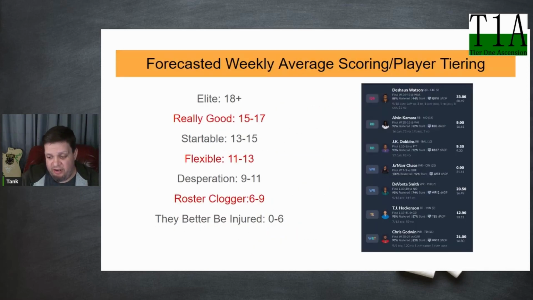This is a very generic, basic guide for understanding a forecasted player's weekly scoring average and how to tier them. It's a lot of words. I'm going to work through that. If your player is scoring more than 18 points a week, they are an elite player. They've got a high amount of volume in their offense. They are consistent at getting touches, whether it's rushing, throwing, or receiving. Maybe they have a high yield of yardage they get a game.